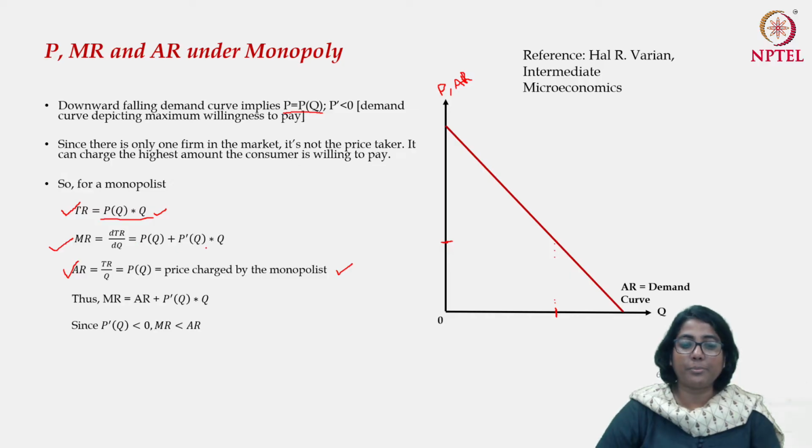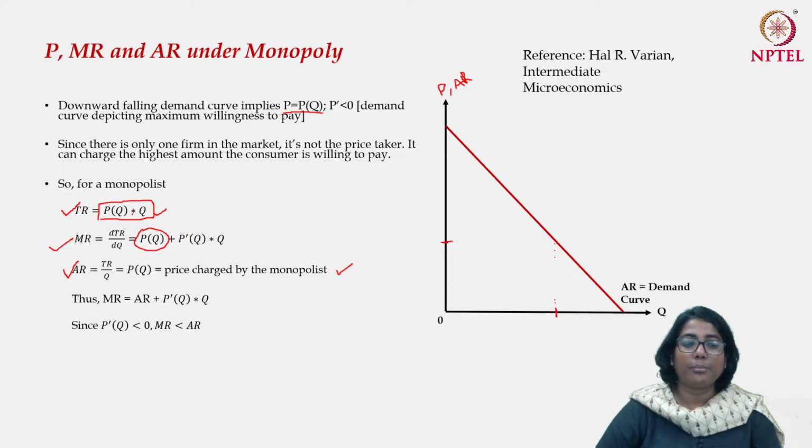P(Q) plus P prime(Q) multiplied by Q. How am I going to get this? Look at this function, the total revenue function. There are two components in this, P(Q) and Q. When I take the derivative using the product rule, in the first term I keep P(Q) constant and take the derivative of Q with respect to Q. That is giving me this term.